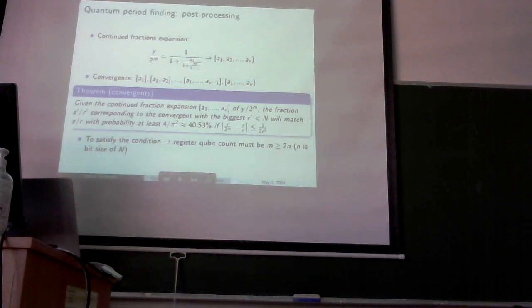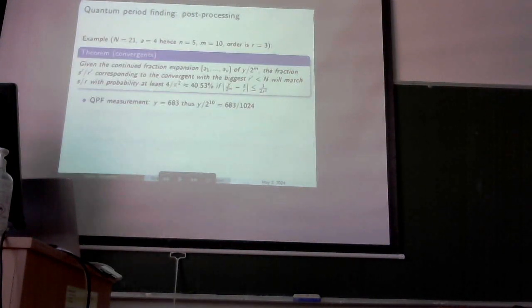Question. Yes? Where does that probability come from? Oh, it is a tough demonstration. I wouldn't be able to. So you compute that continued fraction expansion, and now you take from those the biggest denominator. I'm going to show an example in a minute. It's the next slide.